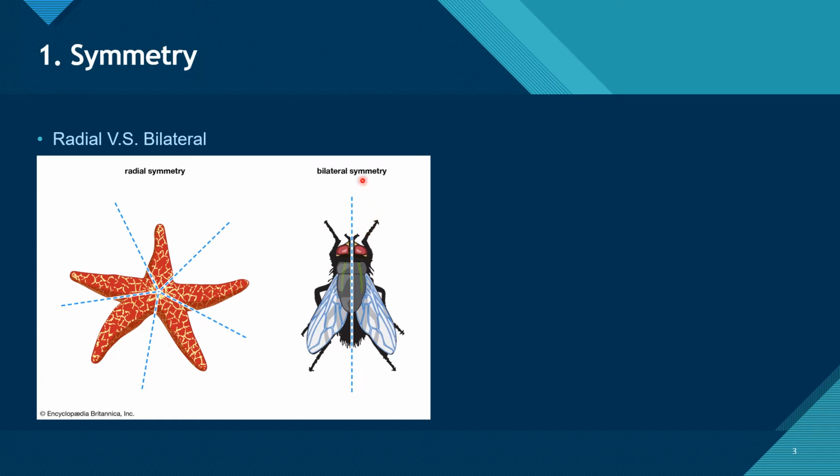If you look over here at bilateral symmetry, if I split this fly down the middle, he's not exactly going to be the same on each side, but I can split him right down the center. So those are some things to think about.